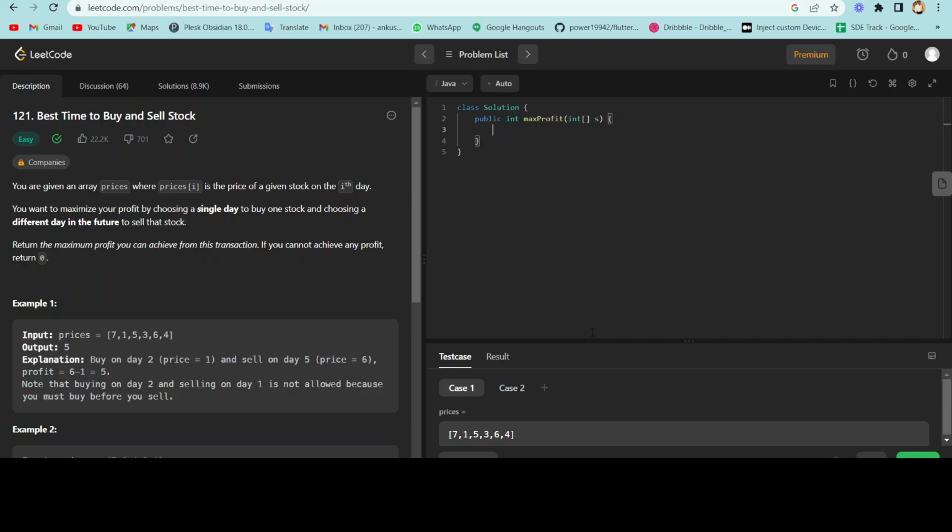So if you see the first example, on the first day the price of stock is rupees 7. On the second day it goes to 1, then it again rises up to 5, then it goes to 3, then 6 and 4, right? So to maximize the profit, what we can do is buy on the second day when the price of stock is rupees 1 only, and then we can sell it on the second last day when the price of stock is 6 rupees, right? So we will get the profit of rupees 6 minus 1, 5. So this is the general problem statement.